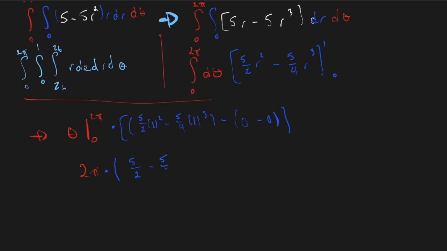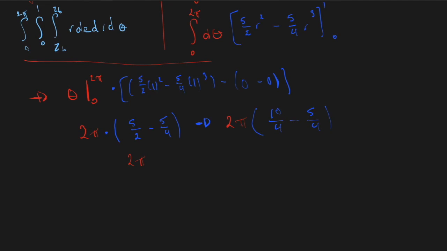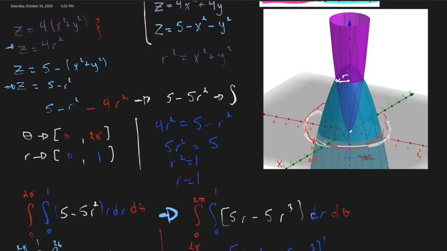Let's get some common denominators. We're going to get 2 pi times, well, multiply top and bottom by 2, you get 10 over 4 minus 5 over 4. We're then going to get 2 pi times 5 over 4. If we now do it in green, because it's the last step, well, we can just bam, bam, that's a 2 now. We're going to get 5 over 2 pi. And that is the volume enclosed by these two surfaces.